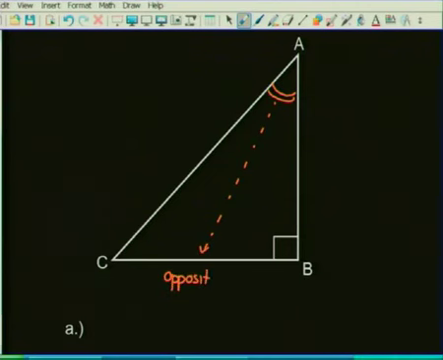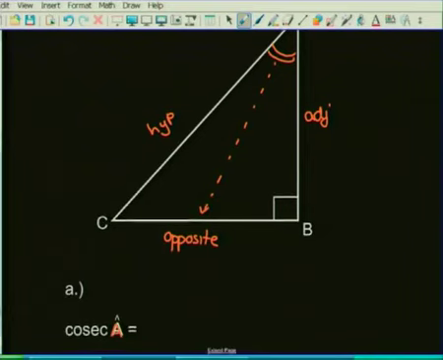So I always fill the opposite in first. Then I know opposite the right angle is the hypotenuse, because the right angle will be our largest angle in an acute angle triangle. And then the remaining one must be the adjacent side. So we would name it just like we did for the primary ratios.